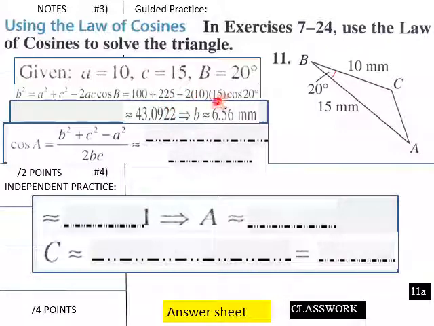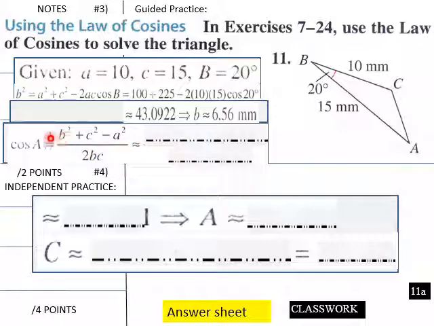And then this comes out to 43.0922. And then when we convert this into a length here, B would equal 6.56 millimeters for the length of side B here. We take the square root of that.